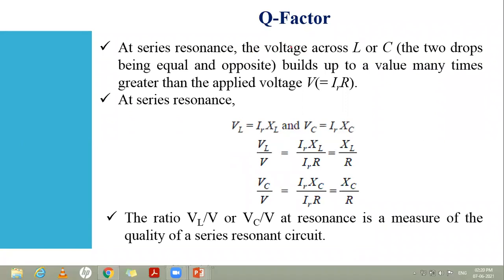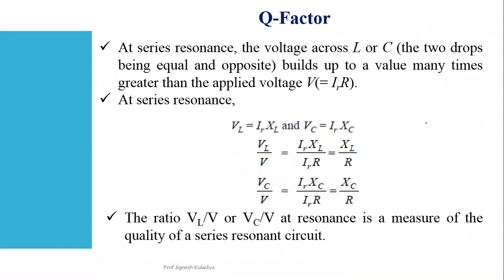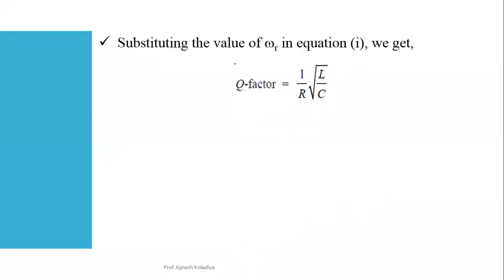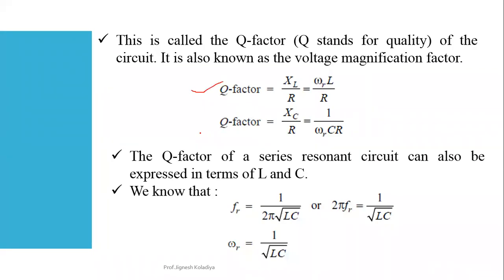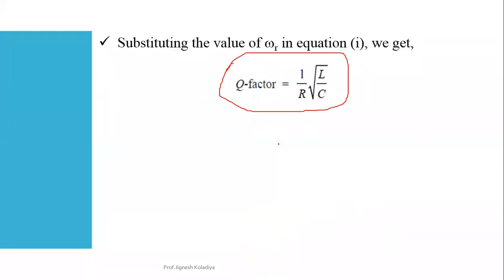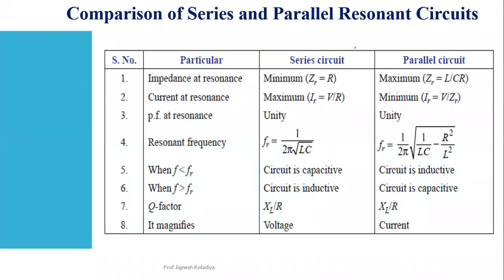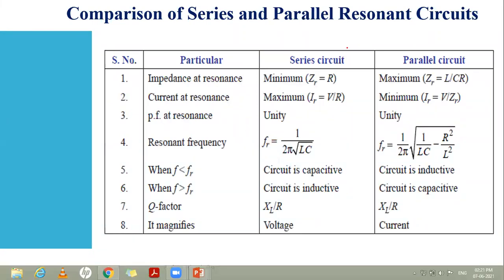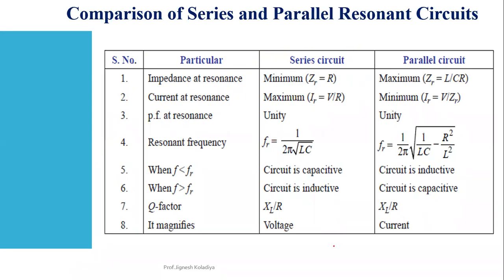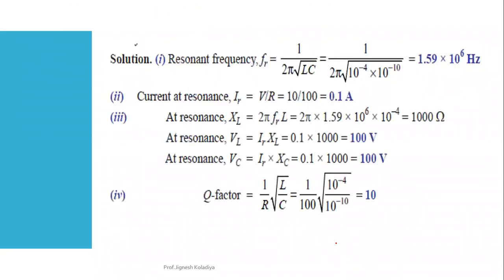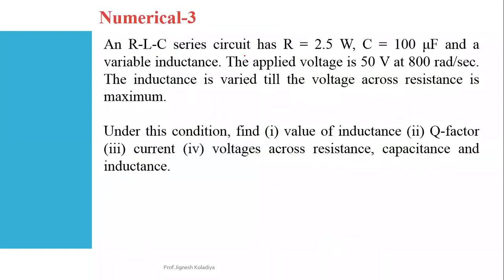Then we have seen the Q factor. This is the equation of Q factor, 1 upon R under root L by C. Also you can write this equation as XL by R or XC by R. These are some points of comparison between series and parallel circuit when it is under resonance. Then we have completed these two numericals. Okay. Today we will cover the last numerical of the chapter, and then after that we will start a new chapter.